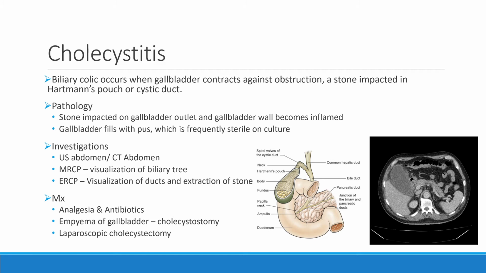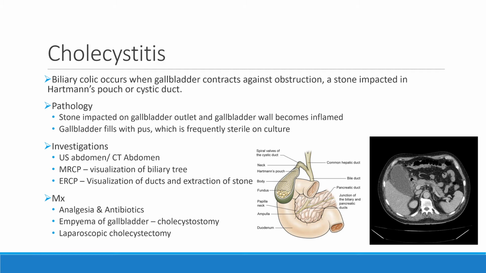Investigations you can do are an ultrasound abdomen or CT abdomen. You should do a CT, especially if you're worried about an empyema of the gallbladder, where you're probably thinking of doing a cholecystostomy. Cholecystostomy is an IR guided drainage of the gallbladder. You can do it either under ultrasound or CT.